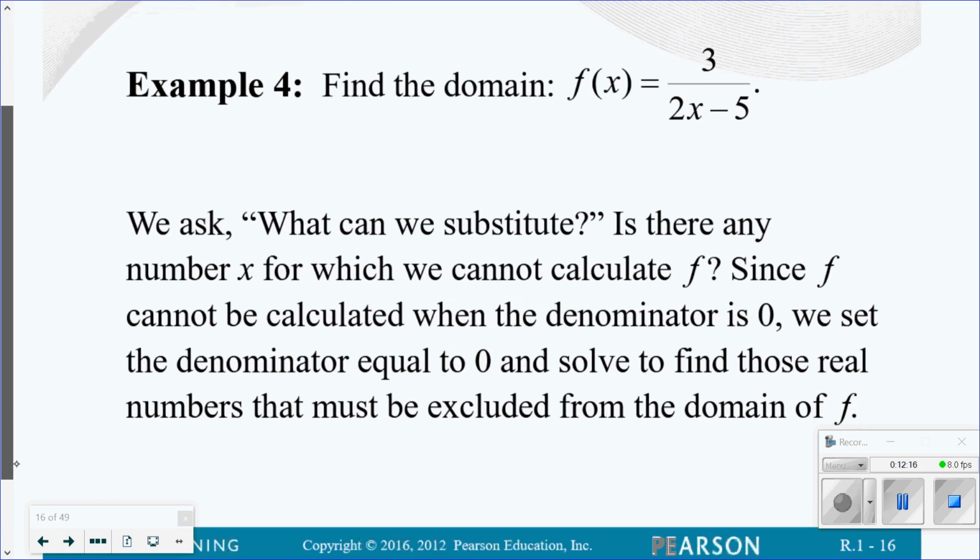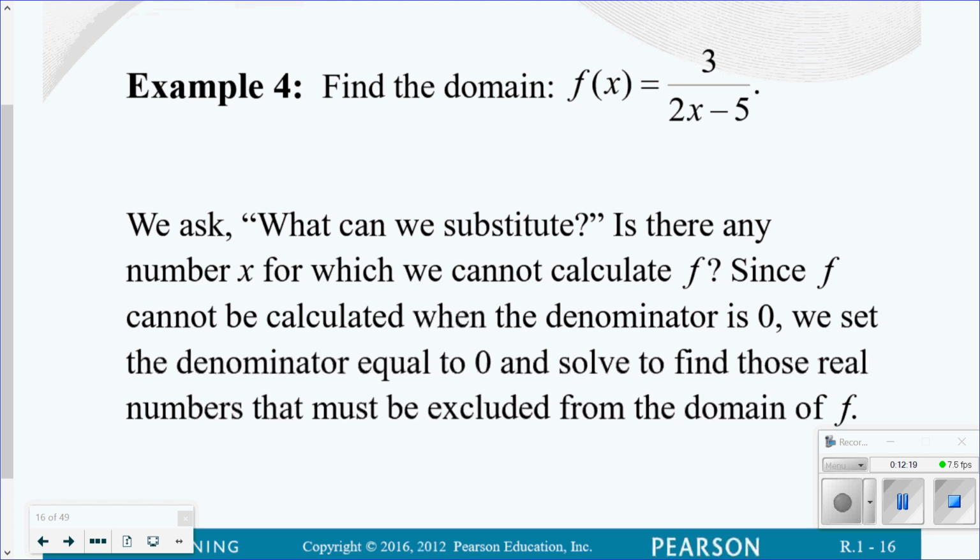All right. So one thing that we have to be really good at finding, this is going to be very important in calculus class, is finding the domain.